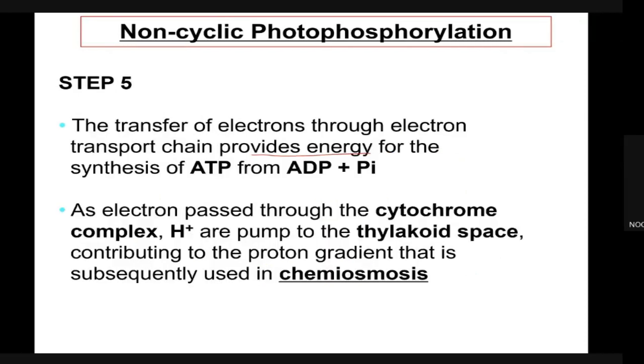The transfer of electrons through the ETC provides energy to synthesize ATP from ADP and inorganic phosphate, while the hydrogen ions are pumped into the thylakoid space and create a proton gradient that will be used in chemiosmosis. This is similar to what we learned about ETC and chemiosmosis in cellular respiration in the previous topic.